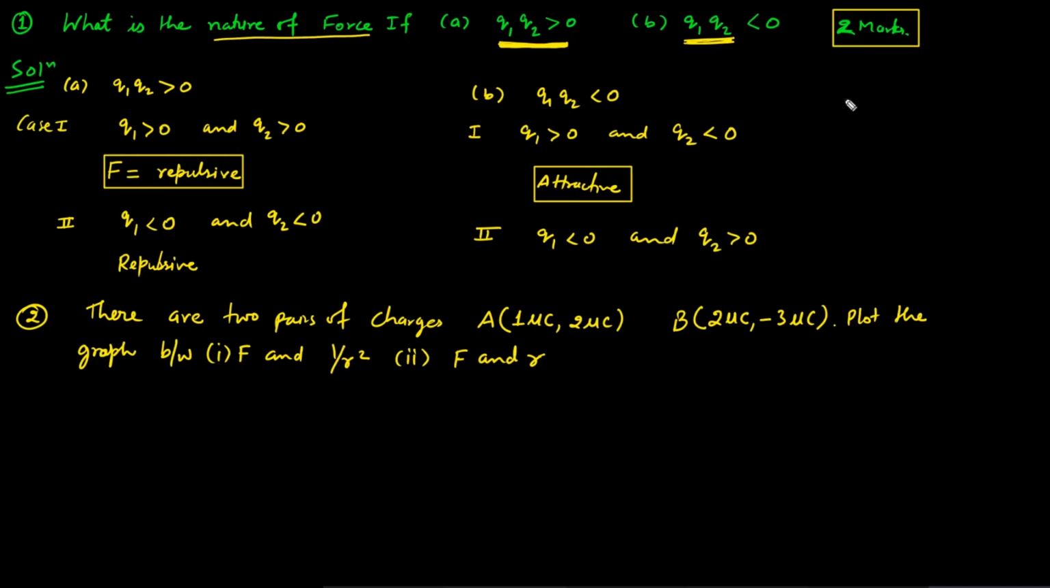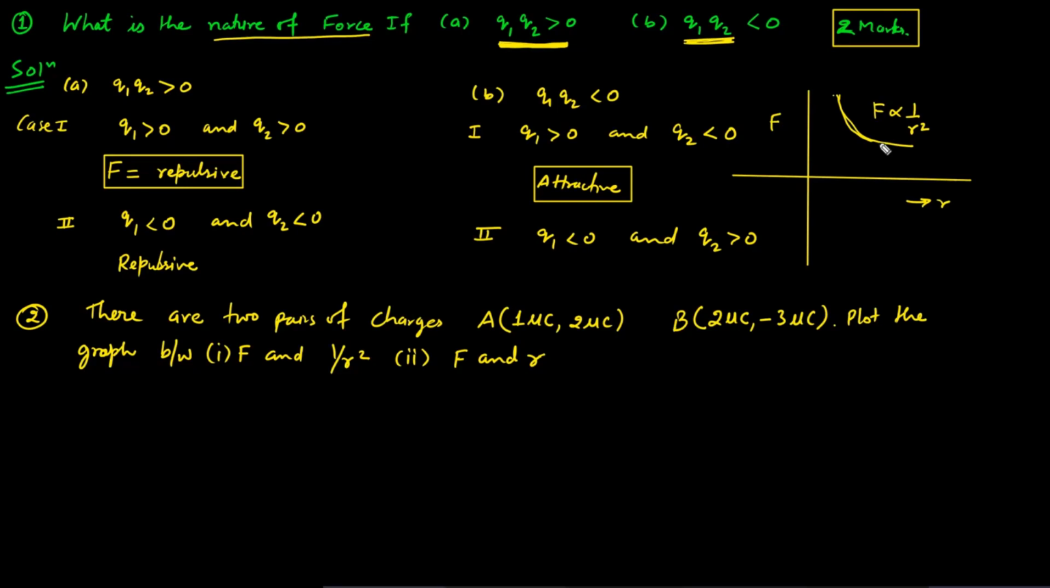So see here, before starting the solution, let me tell you about the graph. If I say I want to plot the graph between F and R for F inversely proportional to R square, it is going to be something like this. F is inversely proportional to R square. I hope it is clear to everyone.